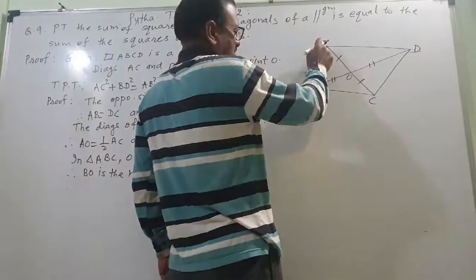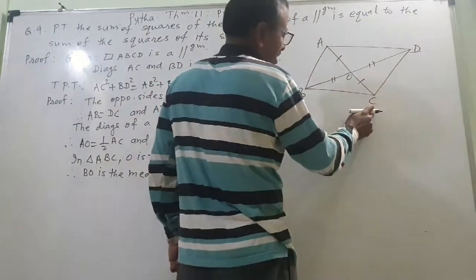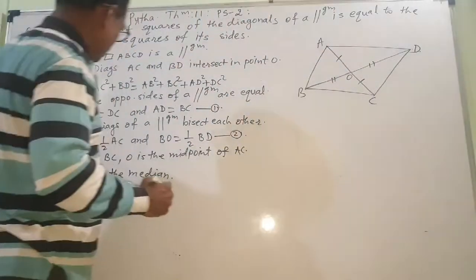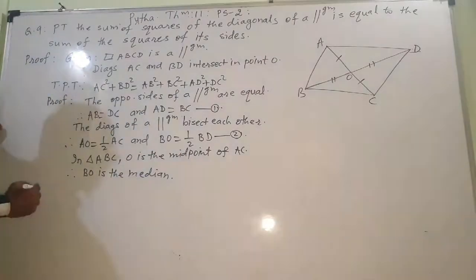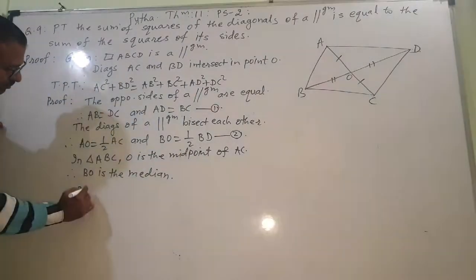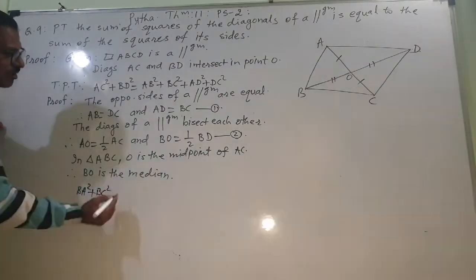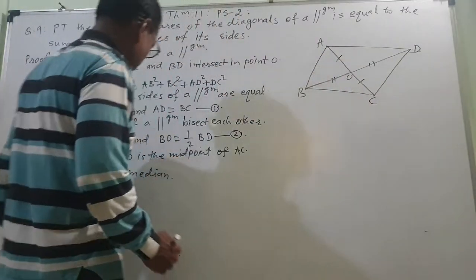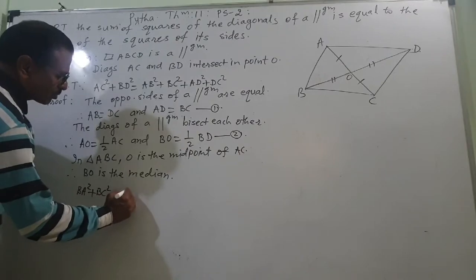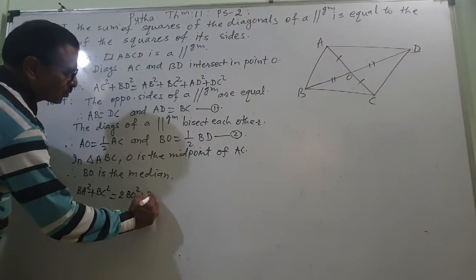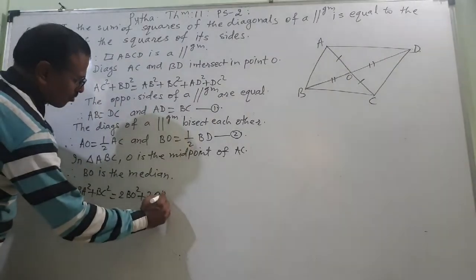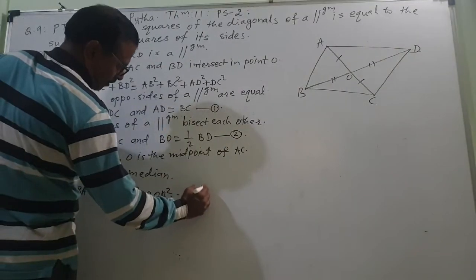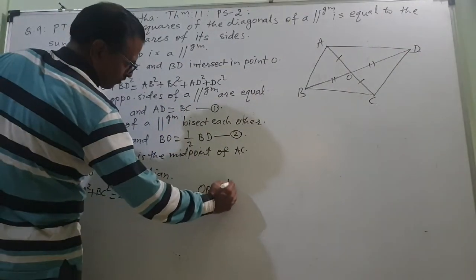So, BA square plus BC square is equal to 2 times of this square plus 2 times of this square. So, by Apollonius theorem, BA square plus BC square, from B the median is drawn, that's why BA square plus BC square is equal to 2 times of BO square plus 2 times of OA square. OA you can take, OC you can take, OA square. Reason is Apollonius theorem.